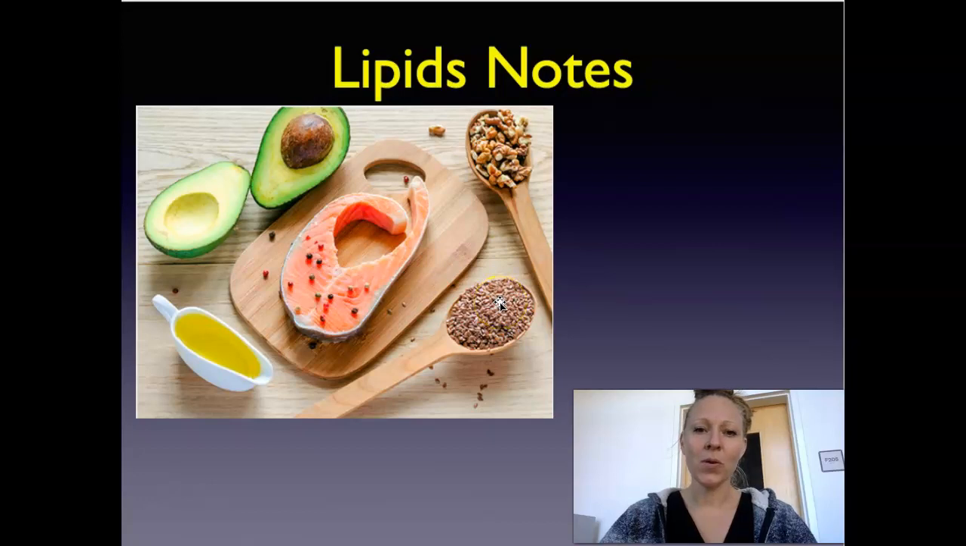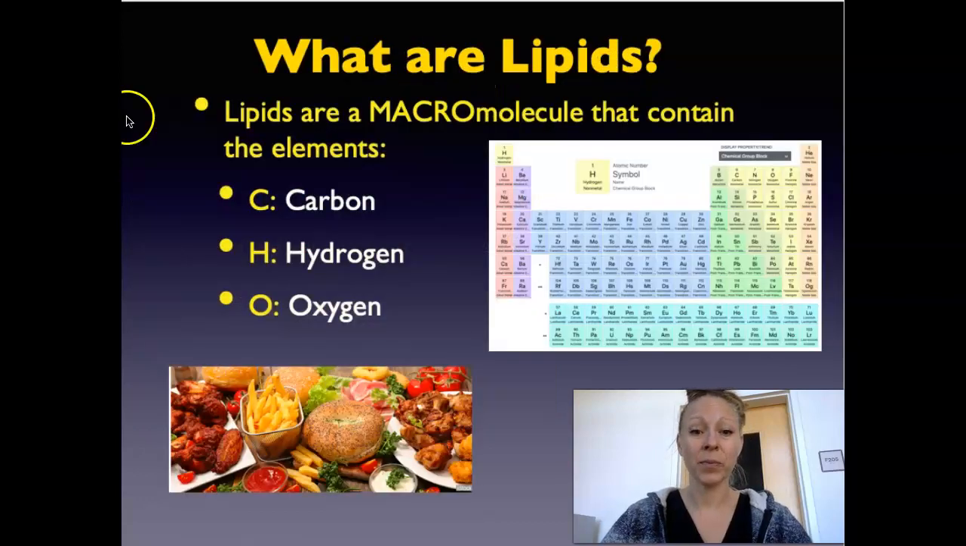And so remember that while these foods have lipids in them, they don't have just lipids. They have all sorts. They have proteins and lipids and carbohydrates, but these tend to be higher lipid foods, meaning they have a higher content of lipids. And so let's talk about what lipids are, or what fats are.